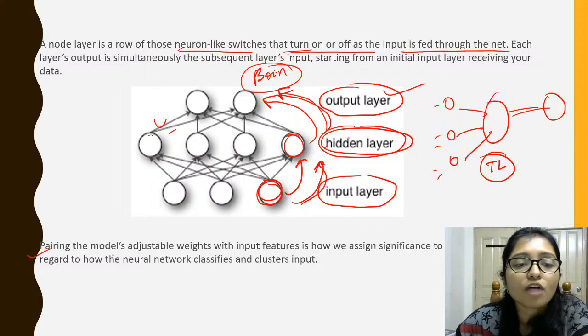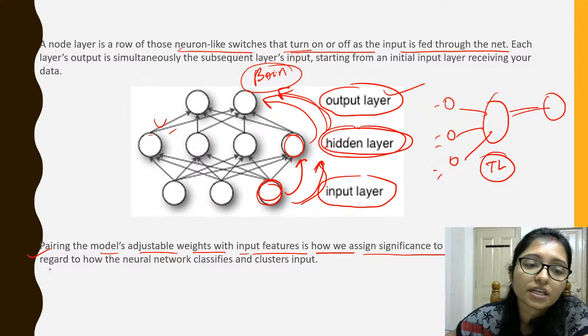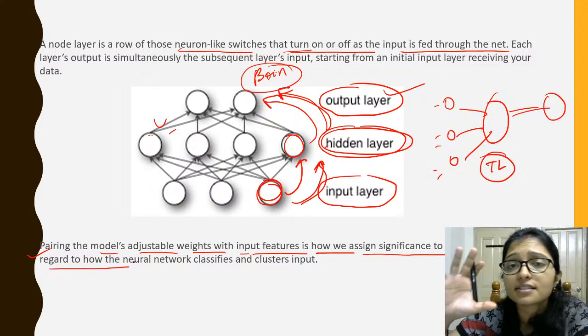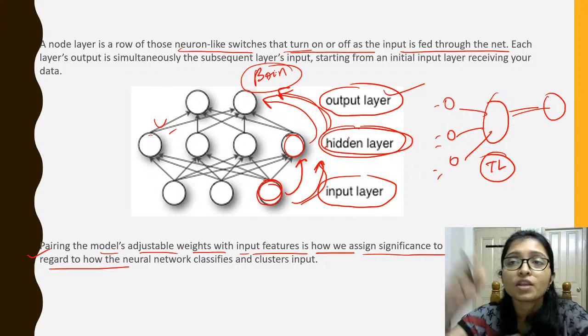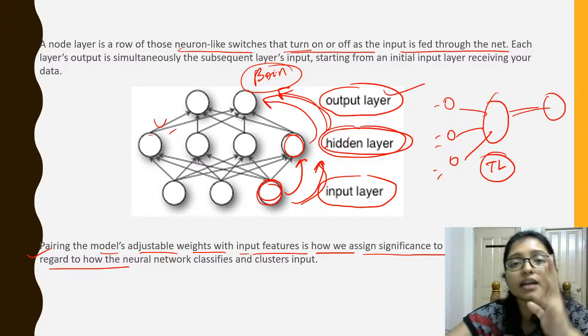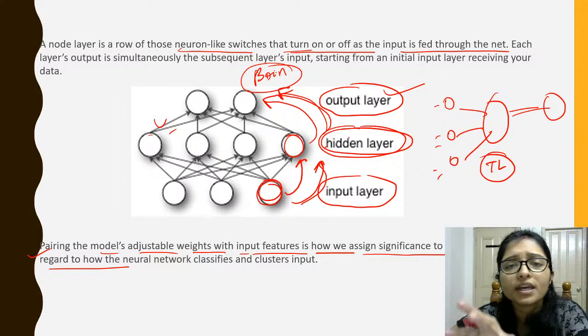So pairing the model's adjustable weight with the input feature is how we assign significance to those features. Try to remember the first example I gave, that we give some values, and after that the average comes here and it finally comes here. So sometimes a numerical question comes.